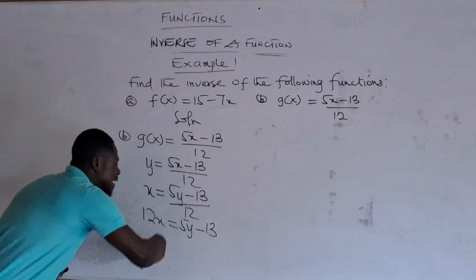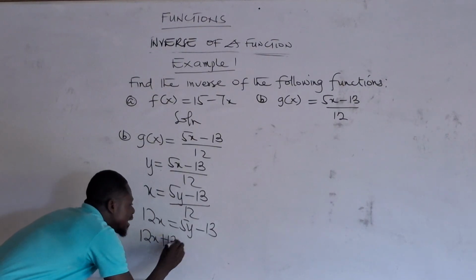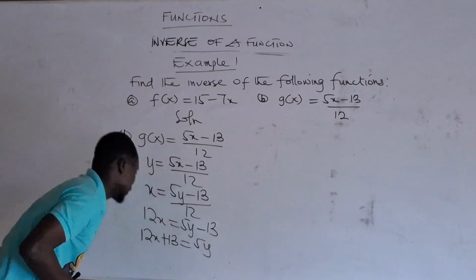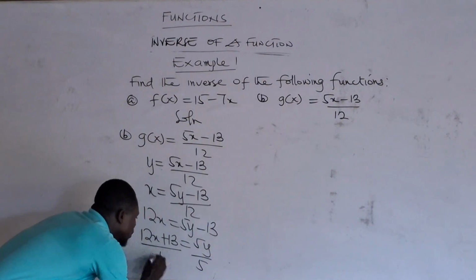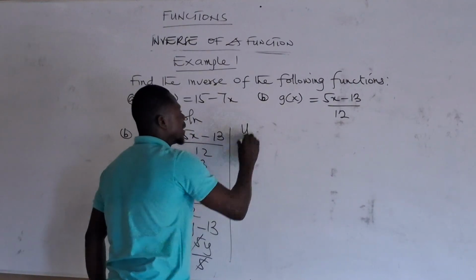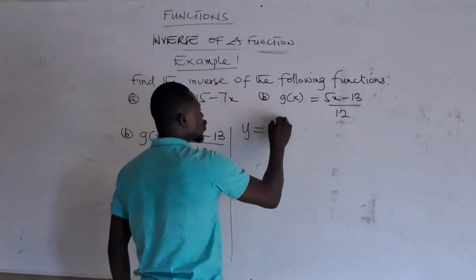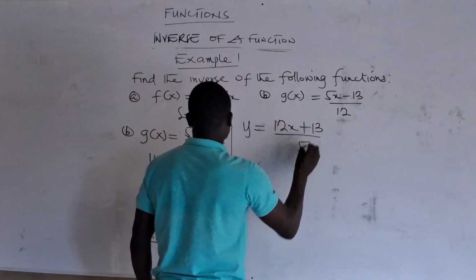So we will bring the 13 here. So we have 12x plus 13 is equal to 5y. At this point, we divide here by 5, all this by 5. So when 5 cancels 5, we now have y to be equal to 12x plus 13 all on 5.